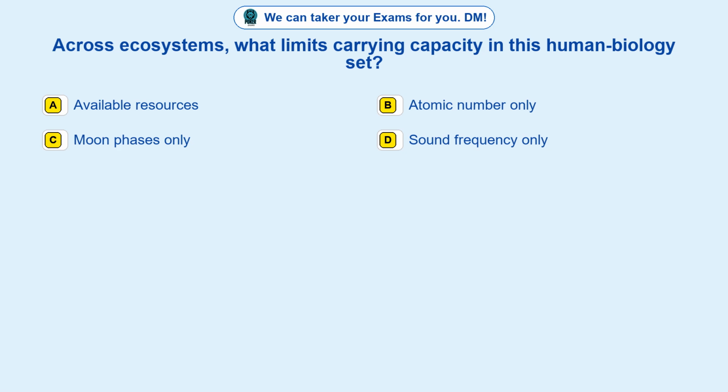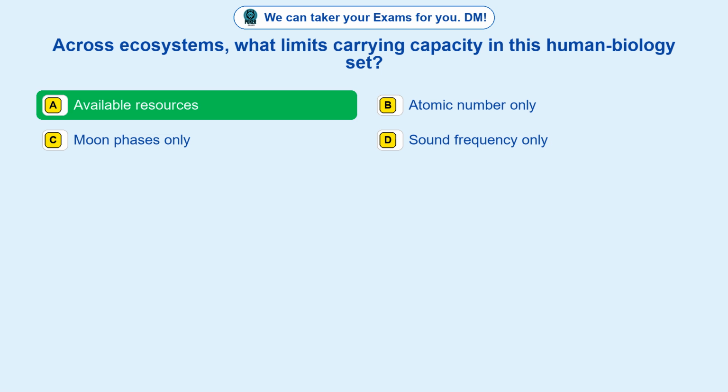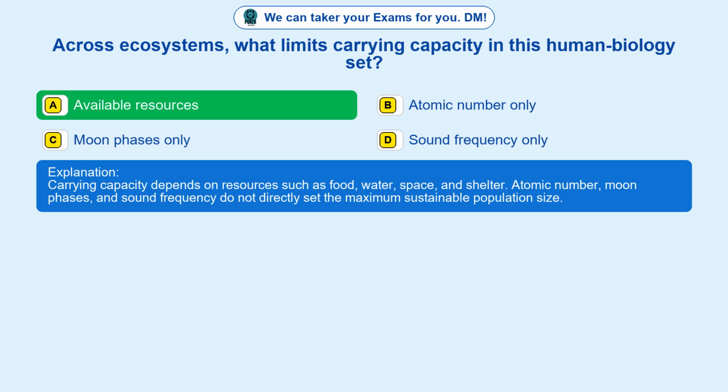Question 29. Across ecosystems, what limits carrying capacity in this human biology set? Option A, available resources. Option B, atomic number only. Option C, moon phases only. Option D, sound frequency only. The correct answer is option A. Available resources. Carrying capacity depends on resources such as food, water, space, and shelter. Atomic number, moon phases, and sound frequency do not directly set the maximum sustainable population size.